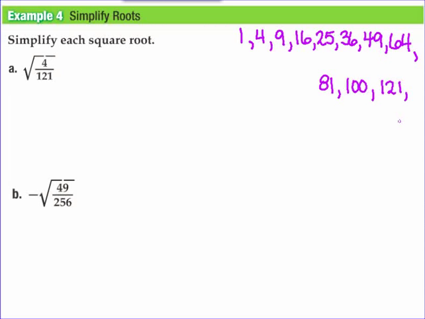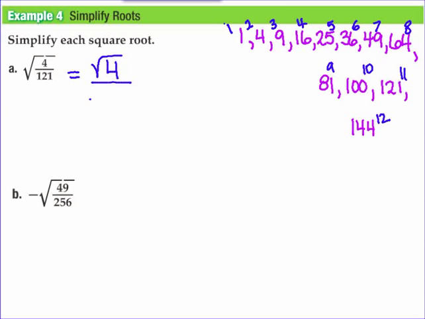121. And then what's 12 squared? Okay, so here we go. So this is our 1 through 12. So this is 1, 2, 3, 4, 5, 6, 7, 8, 9, 10, 11, 12. Okay, so anyway, how we simplify this is we take the square root of 4 over the square root of 121. That's all we do.